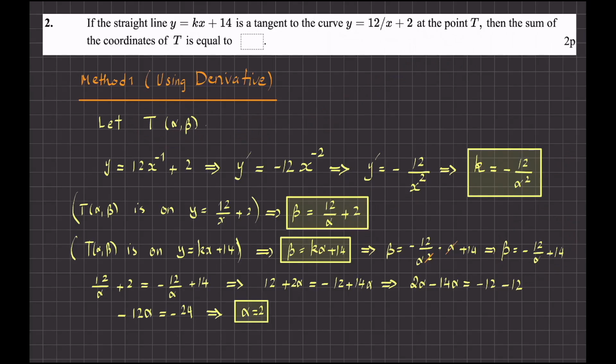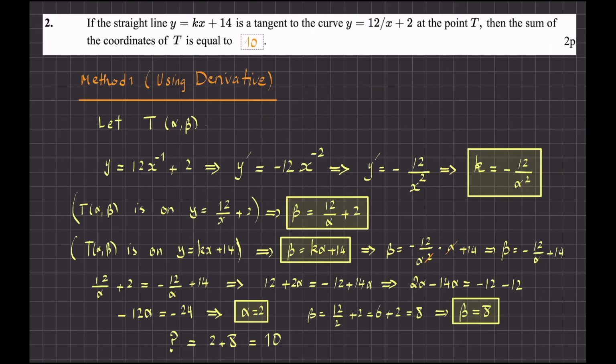Okay, if alpha becomes 2, I put it in this equation and I get my beta. So beta becomes 12 over 2 plus 2, which is 6 plus 2, which is 8. So beta is 8. But the problem is asking you about the sum of the coordinates, alpha and beta. So it becomes 2 plus 8, which is 10. So the answer to the problem is simply 10.